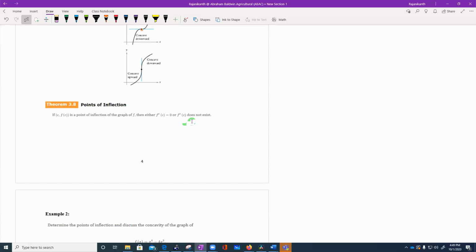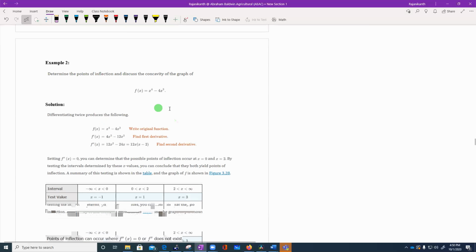In other words, if you are asked to find inflection points, simply find the second derivative, set it to 0 and look for x values, or find the points where the second derivative is undefined or does not exist. Okay. So now again, look at this example. The question is finding all the points of inflection.